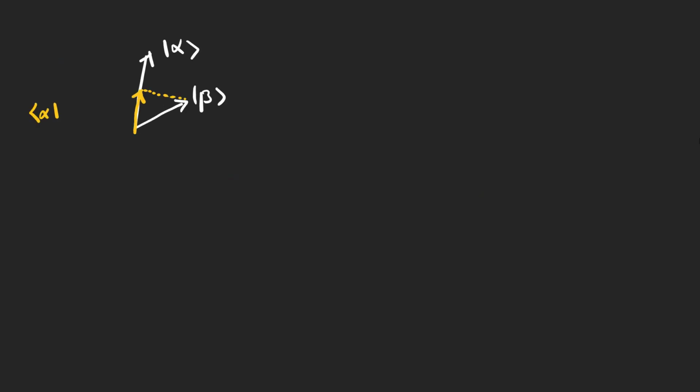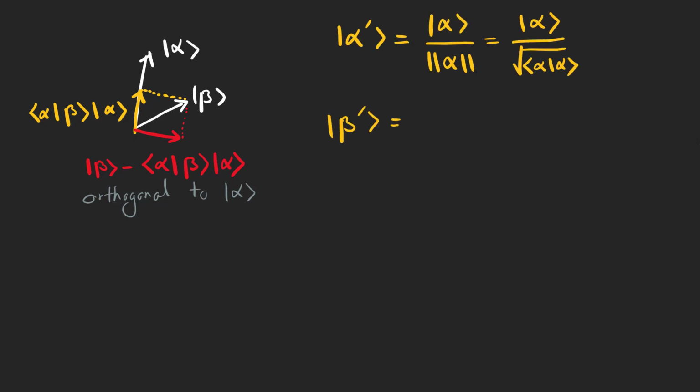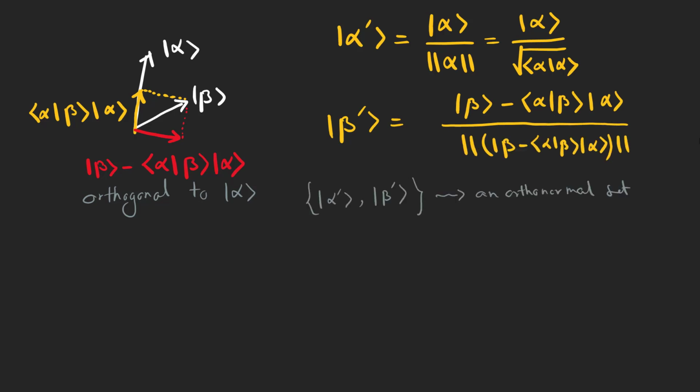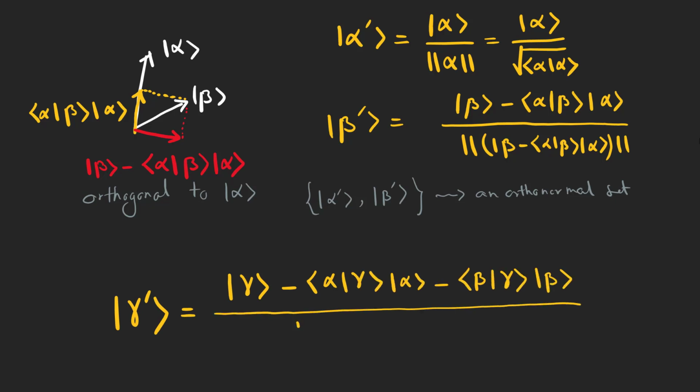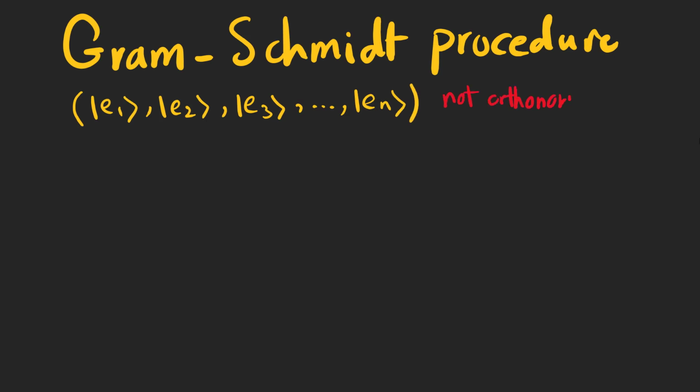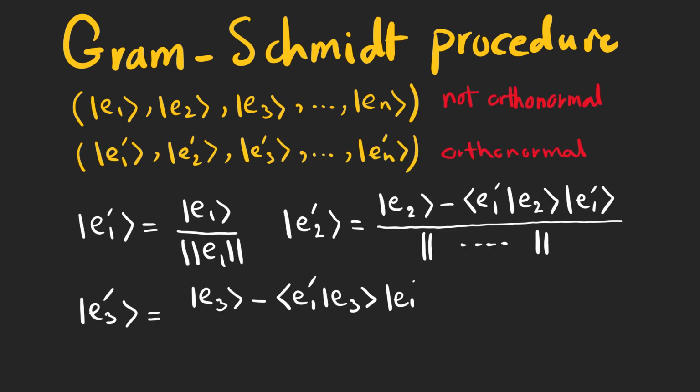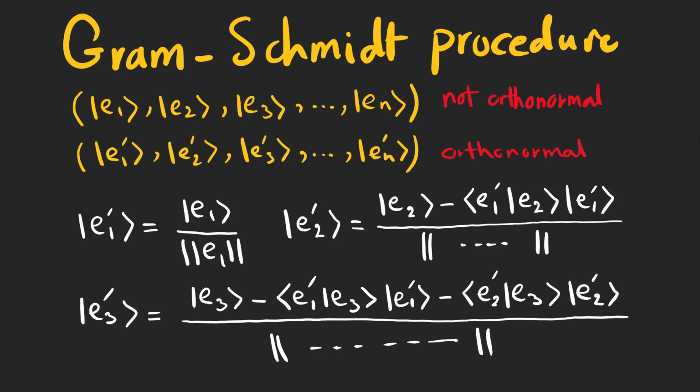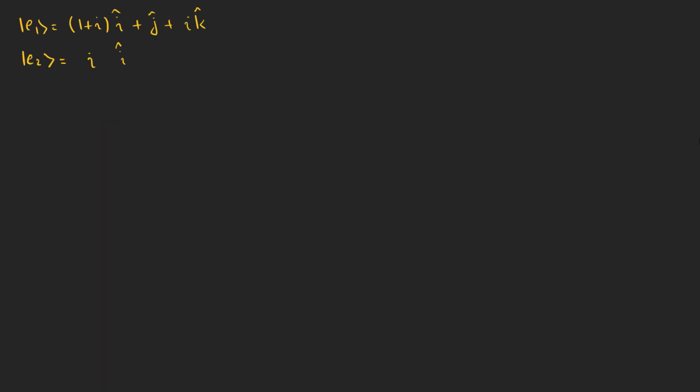Suppose that we have 2 vectors, alpha and beta. We can find the projection of beta on alpha and subtract it to find a vector which is orthogonal to alpha. If we divide these 2 orthogonal vectors by their norms, we have an orthonormal set. Now, if we have another vector, we can subtract the projections of alpha and beta and find a vector which is orthogonal to alpha and beta. By using this method, which is called the Gram-Schmidt procedure, we can change a set of non-orthonormal vectors to an orthonormal set. As an example, suppose that we have these 3 vectors.